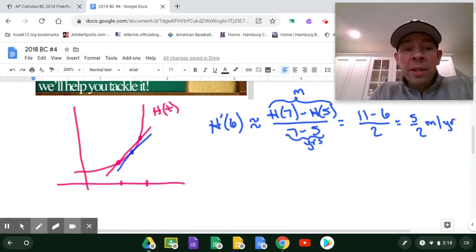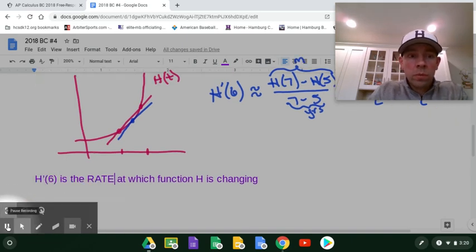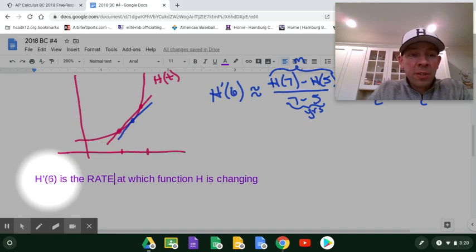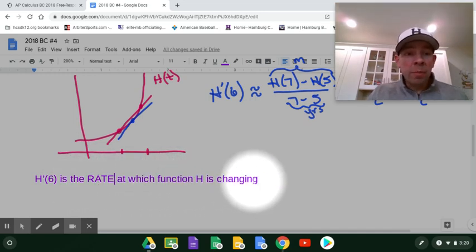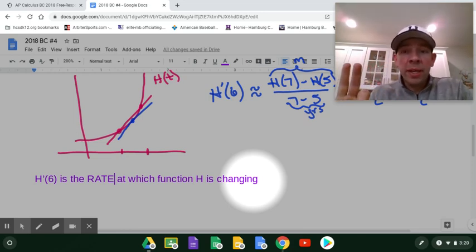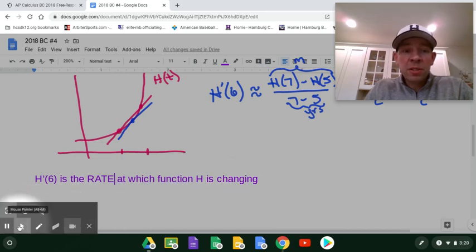All right, now we want to try to write a sentence. Generically speaking, if I just saw h prime of 6 and I hadn't read the question, I didn't know the context, I would have said h prime of 6 is the rate at which the function h is changing. There's nothing false about that statement, but it lacks a few key elements that we need to get full credit. I'm going to say there are 3 things I want to incorporate. Number 1, I've got to do a more specific job of describing function h within the context of the question. Number 2, I want to include the specific moment t equals 6. And number 3, I want to include my units. So let's see if we can improve and spice this up a little bit.